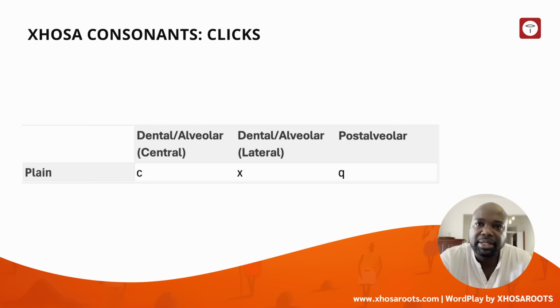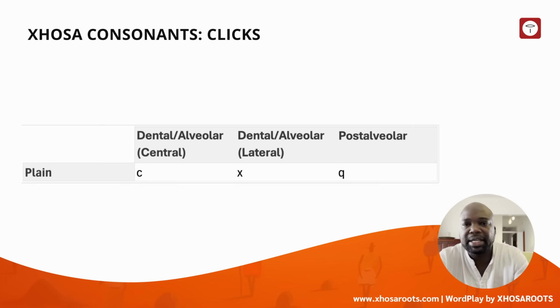clicks, dental clicks, are produced by having the tongue interact with your teeth somehow. So it's the dental clicks, which is the central. We have the lateral clicks, which are the dental clicks as well. And then we have the postalveolar clicks. And as said, these have variations of their own.